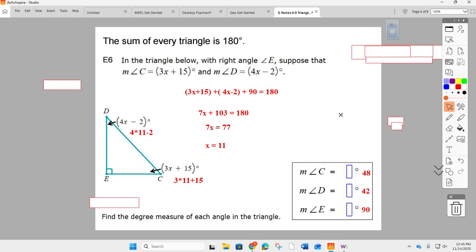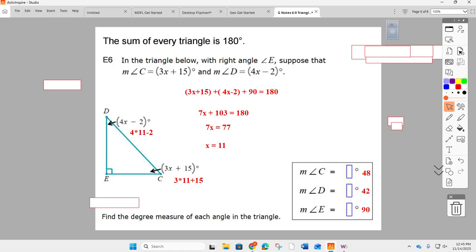If when you added them together they didn't equal 180, you'd know something had gone awry, right? We have to go back and find our mistake. Any questions? Anybody? Ready to move on? Got one more.